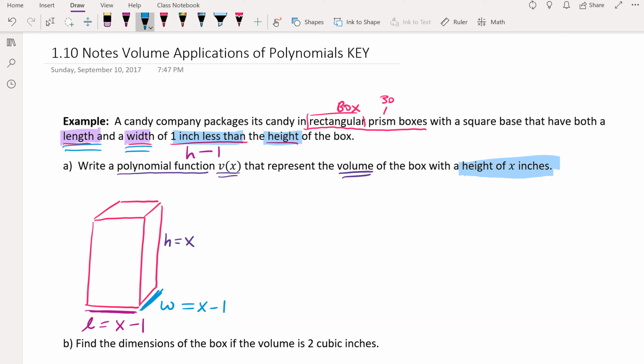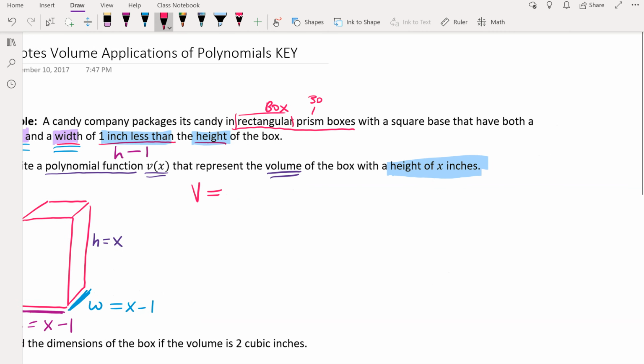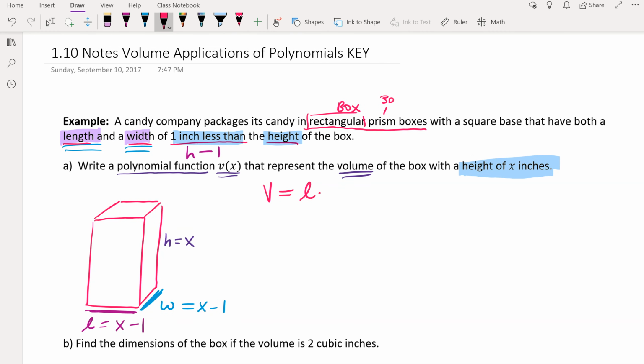Now we need to write a function for the volume of the box. Before we write the volume function, let's remember, what is the volume of a 3D box? Volume is length times width times height. But we have different values for these. I'm actually going to put the height first. Since it's multiplication, we can reorder it. So height times width times length.